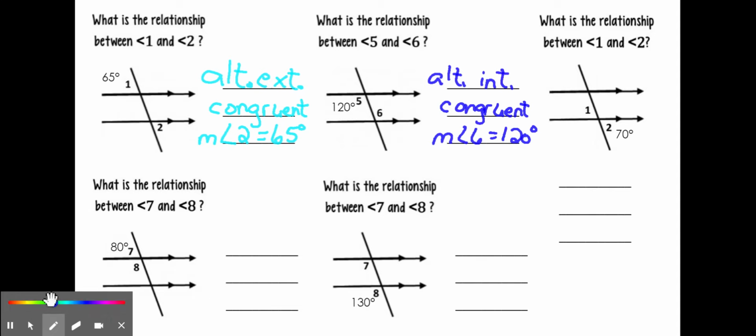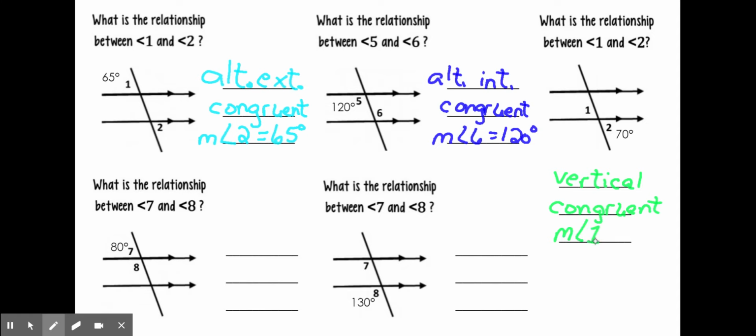Okay? Next one. Angle 1 and angle 2 again, but this time they're down here. So look at angle 1, look at angle 2. What kind of angles would you call those? They're formed by intersecting lines. They're across from each other. They are vertical. What do we know about vertical angles? Vertical angles are congruent. They have the same measure. Okay, so if angle 2 is 70 degrees, what is the measure of angle 1? 70 degrees, right? Okay, y'all are good at this.